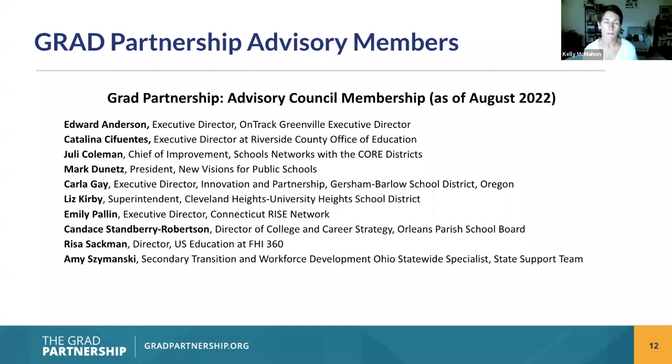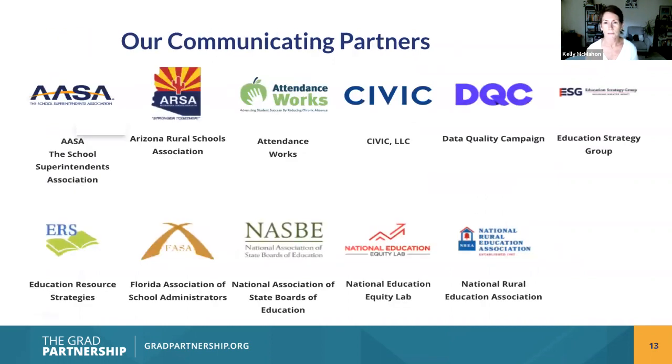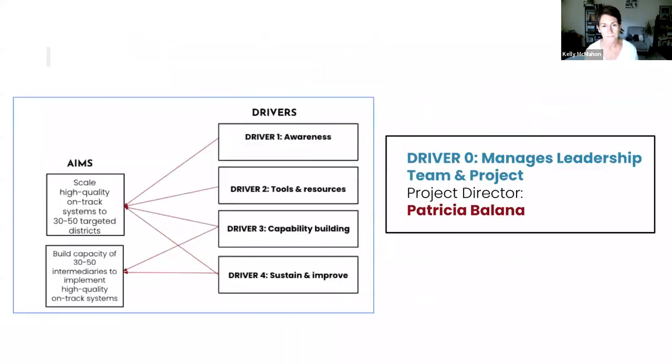We have a set of advisory members. One of the first things we did was form an advisory council that is guiding us on this work. While these organizations are not necessarily engaged in trying to realize some of that work across those drivers, these are really valuable partners in helping us make sure that we're being smart about our work. You can see here the list of our advisory council membership. And then we also have a set of communicating partners. These are organizations, both professional organizations and otherwise, that are helping us expand our reach nationwide.